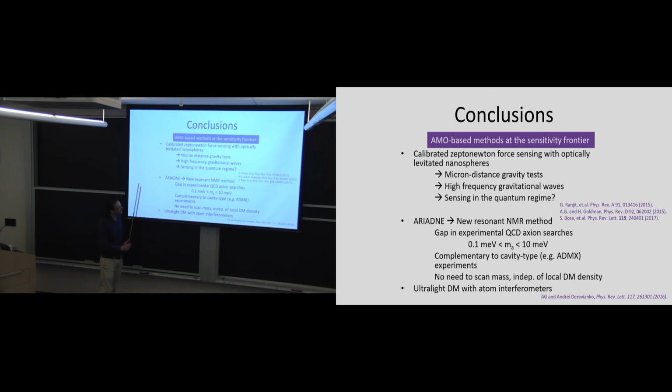And then ARIADNE is a new experiment based on NMR, where we're aiming to close this gap that currently exists in the search for the QCD axion. It's really complementary to the other existing experiments, and since we source the axion locally, it doesn't depend on the dark matter density, and also we don't need to scan any mass or field. We basically explore all the masses that are contributing to the distance range between our objects.